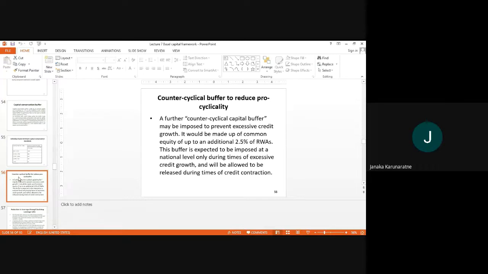If you look at the numbers, you will see this in the 2007 crisis as well. So that's why in many countries, whenever there's an expansionary, high credit growth period, regulators generally come up with some control measures. Okay, some control measures. So now, can you give some examples of such control measures?